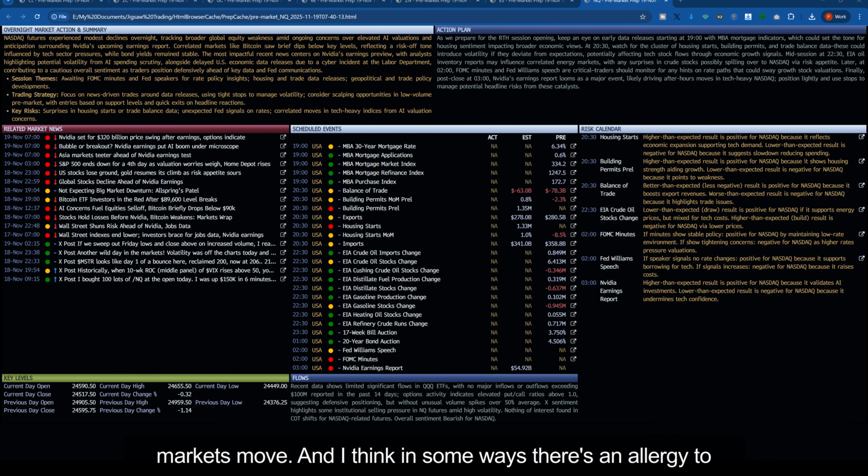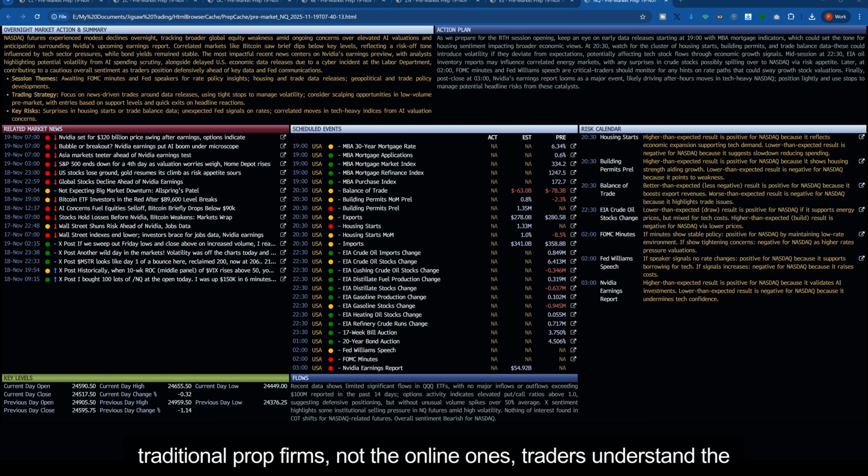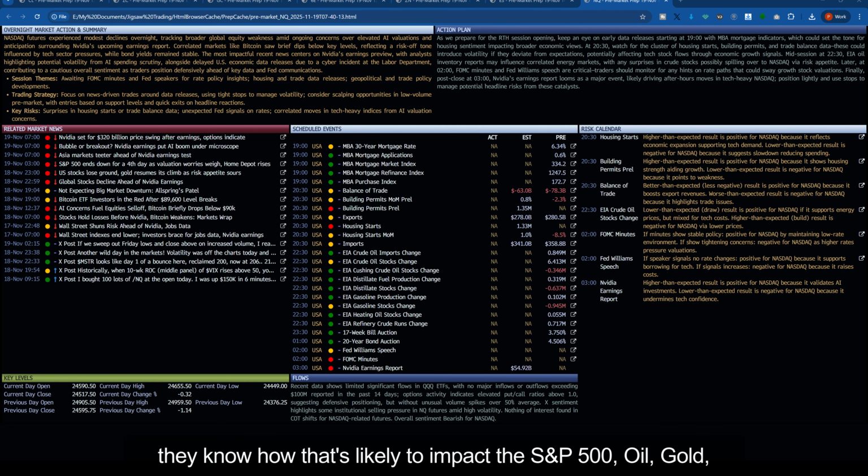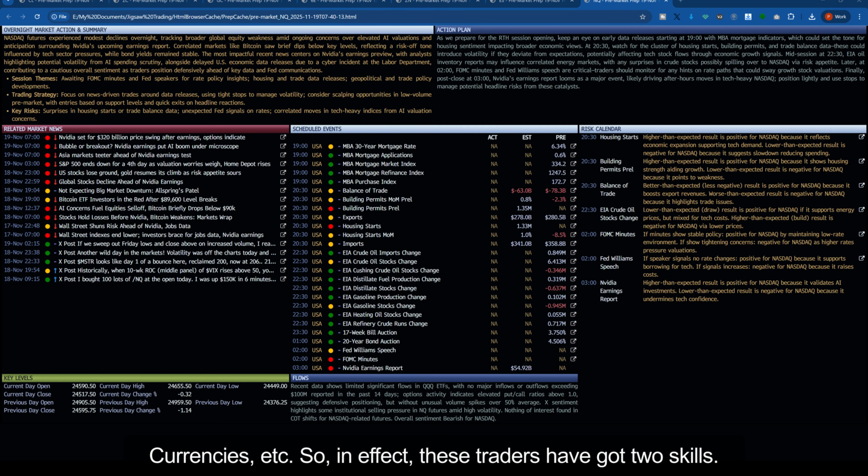And I think in some ways there's an analogy to economics. But imagine if you totally understood why your market was moving up today and what hurdles will pop up during the day. That would be a huge boost to your trading. Now in traditional prop firms, not the online ones, traders understand the interrelationships between markets. So if interest rates change, they know how that's likely to impact the S&P 500, oil, gold, currencies, etc.